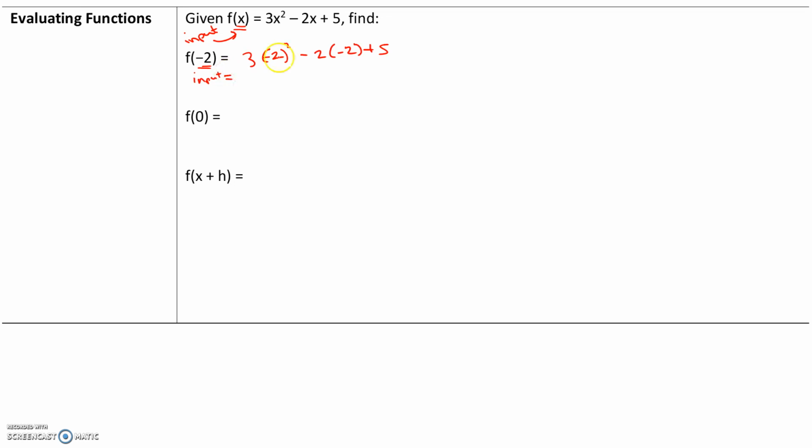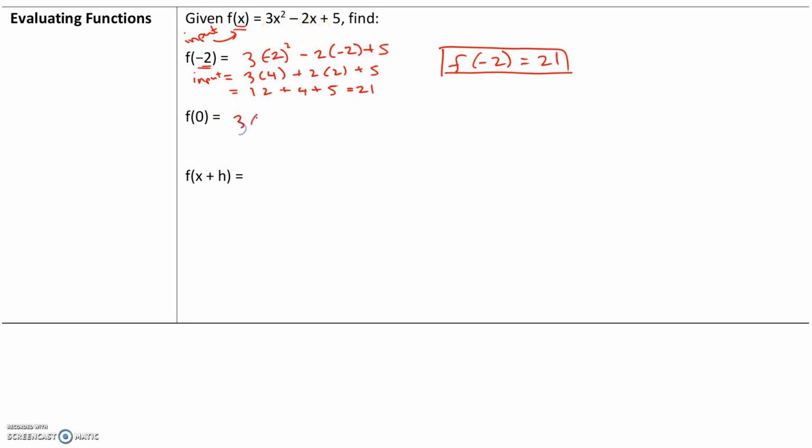Remember the order of operations, exponents are done before multiplication, so we take the negative 2 to the second power first. This gives us 3 times 4. A negative times a negative is a positive, so plus 2 times 2 plus 5. If we keep going, this is 12 plus 4 plus 5, which is 21. And for proper notation, we would write f of negative 2 is equal to 21. Which means when the input is negative 2, the output is 21 for the function f of x equals 3x squared minus 2x plus 5.